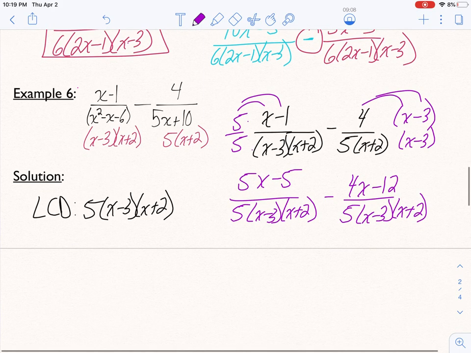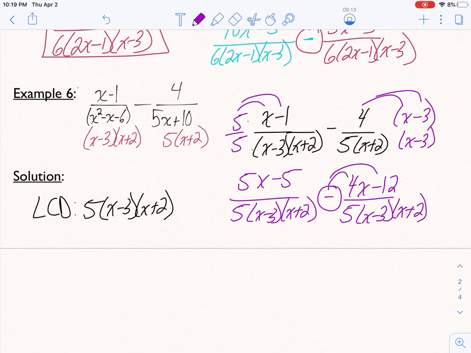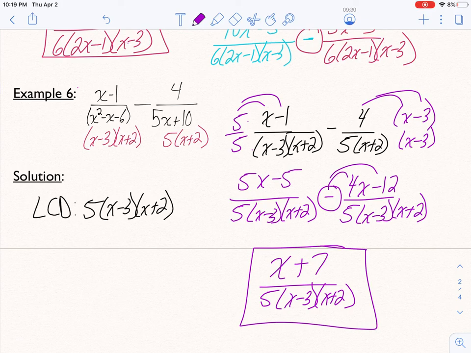Now that my denominators are the same, I can combine up top, so this minus goes to both of these again. 5x minus 4x is x. Negative 5 minus a negative becomes a plus, so plus 7, because negative 5 plus 12 is 7 over 5, x minus 3, x plus 2. And so there is my final answer.